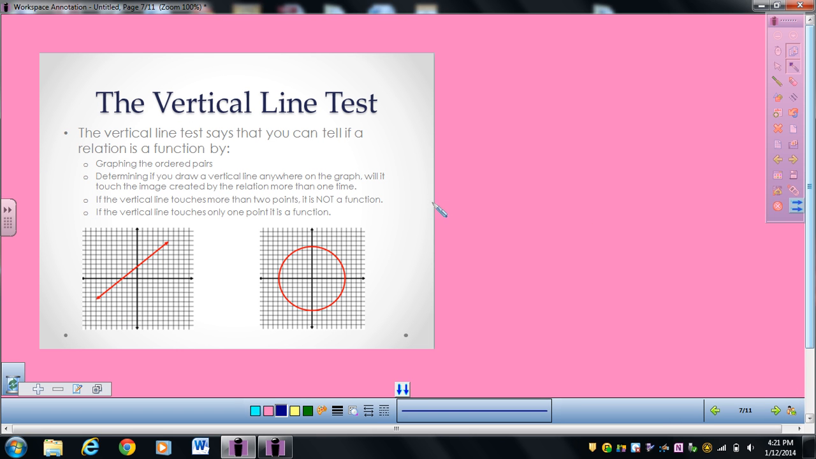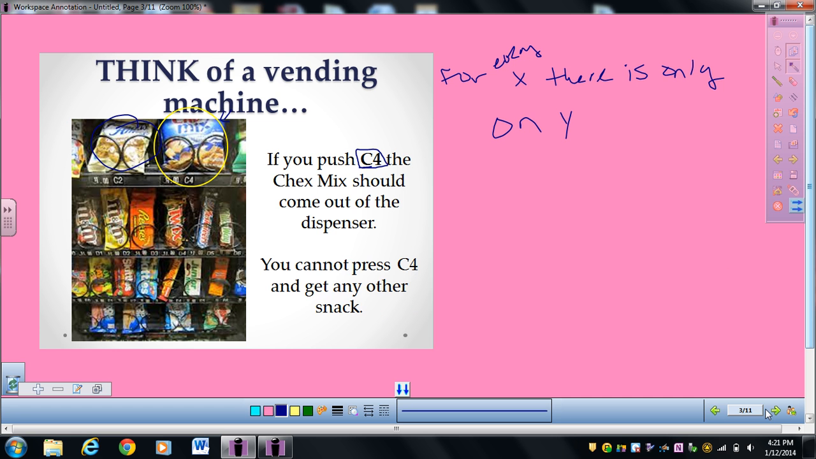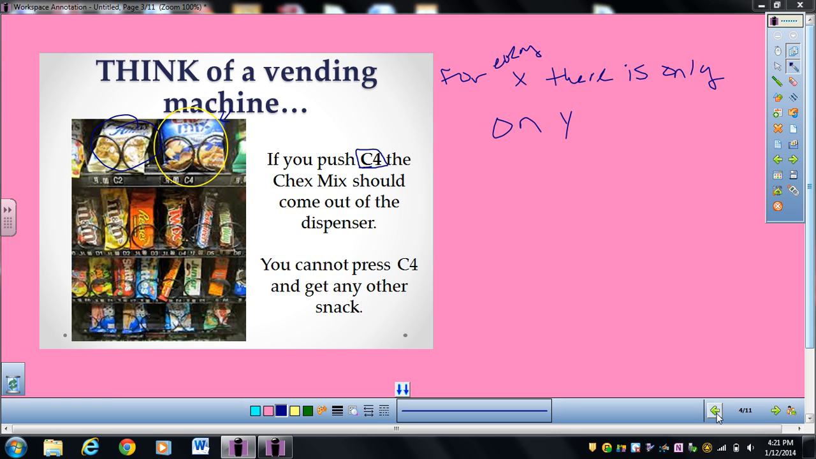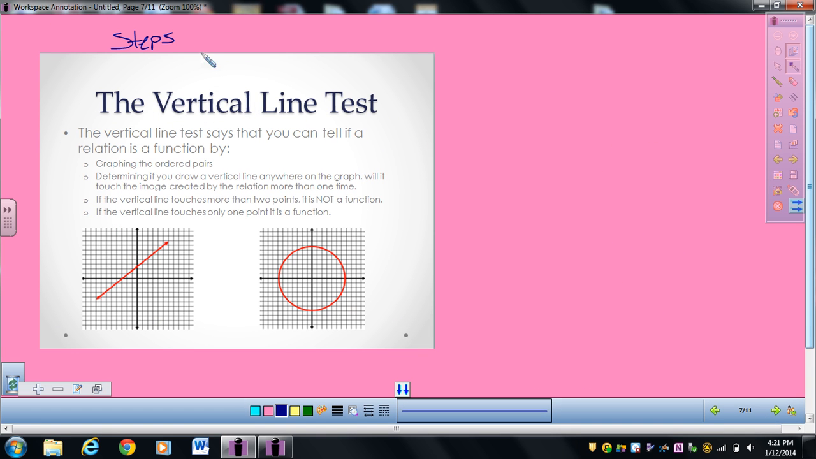Okay, the vertical line test. Now this is what I was talking about earlier. And you're going to want to put this in the steps. Let's check out the other one. Do you want me to put those in the steps? You should put these in the steps also, steps box. Okay, so these are in the steps box.